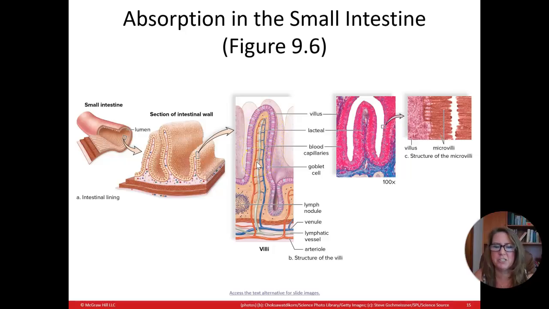Now notice something interesting here. We have the capillary that's oxygen rich, we have the capillary that's oxygen poor, and we have associated with it a lymphatic vessel. So why might we have a lymphatic vessel associated with that? So we want to make sure that we are protecting ourselves from harmful microorganisms that might be coming into our bodies through the food that we're eating.